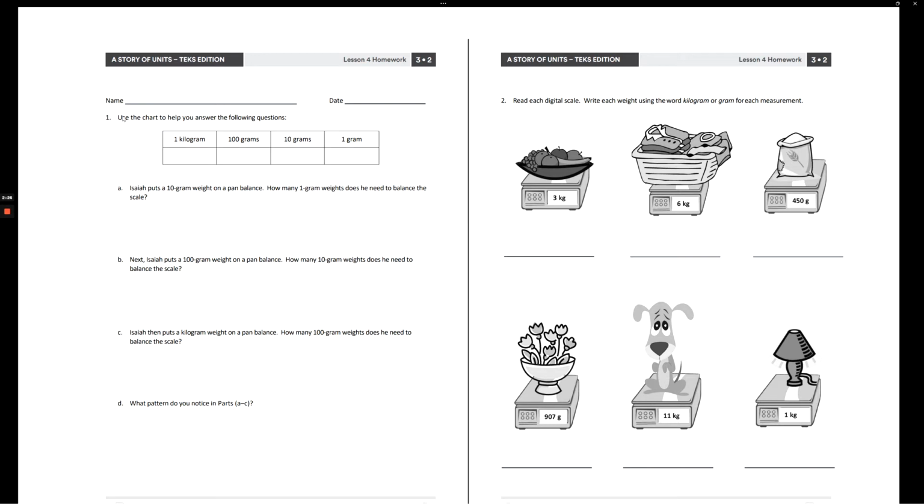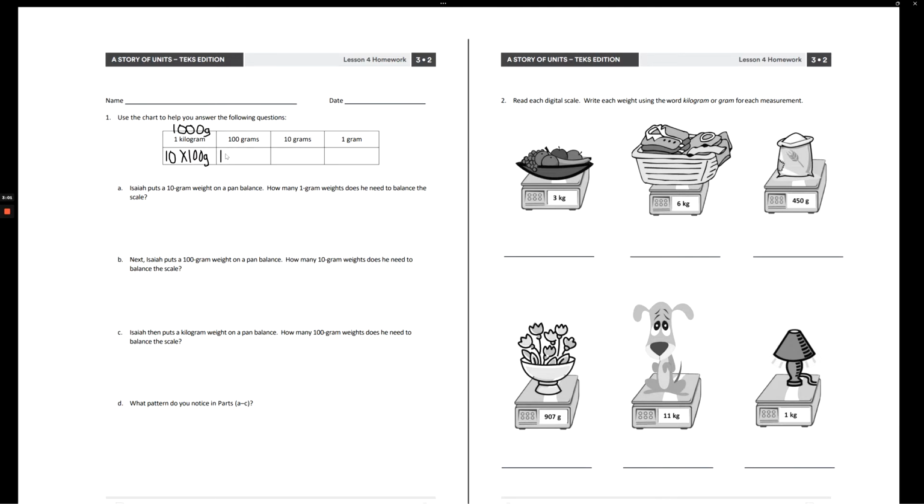Number 1, use the chart to help you answer the following questions. So I want you to do what I just did above. 1 kilogram is 1,000 grams. And if you had a chart like this on your test, I would like you to write this out as well because it'll help you with the following questions. 1 kilogram is 1,000 grams, or 10 groups of 100 grams.